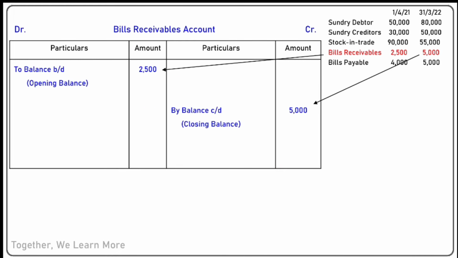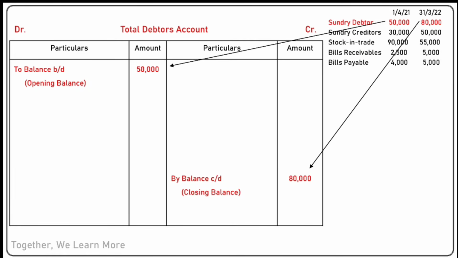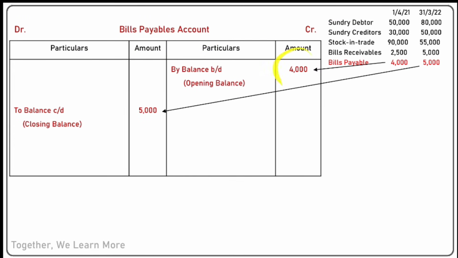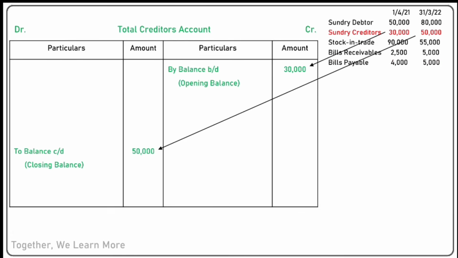So let's transfer. Bills receivable, debit side opening balance to balance brought down 2500, closing balance on credit side 5000. Total debtors account opening balance debit side 50000, closing balance credit side 80000. Next, bills payables account opening balance credit side 4000, closing balance debit side 5000. Next, total creditors account opening balance credit side, closing balance debit side 50000.